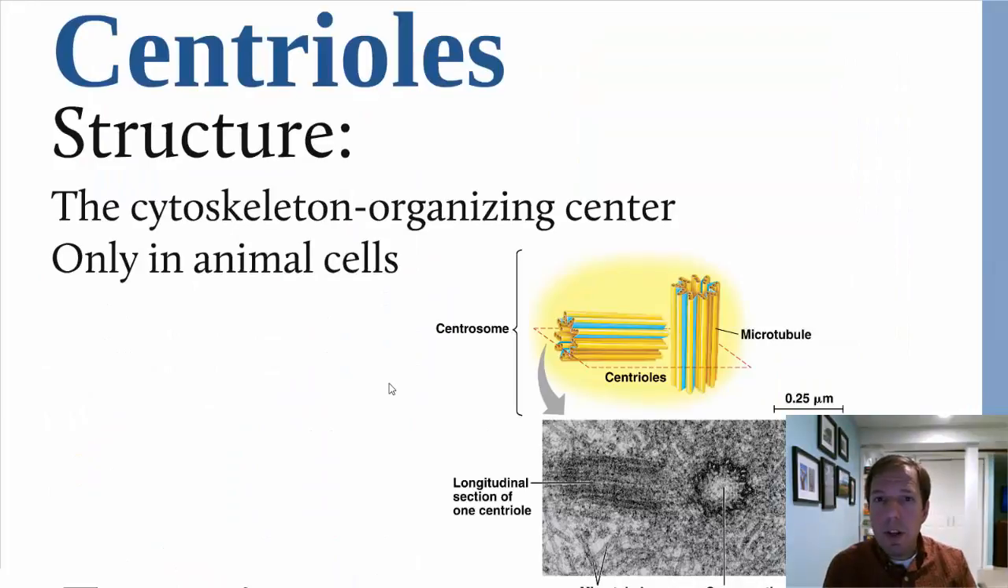The centrioles are a pair of structures that are going to organize the cytoskeleton. These structures only appear in animal cells. The centrioles are a bundle of cytoskeletal elements that have a circular or star-shaped pattern, and they appear at 90-degree angles to each other within the cell.